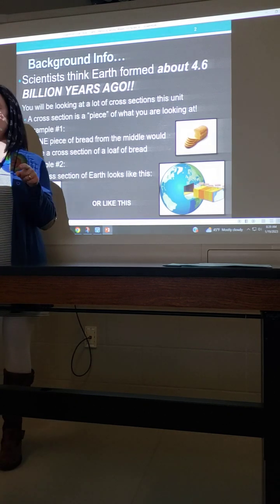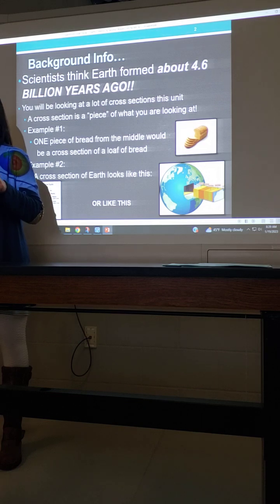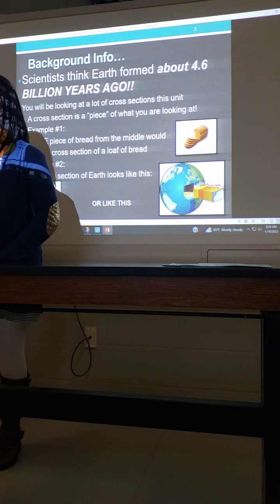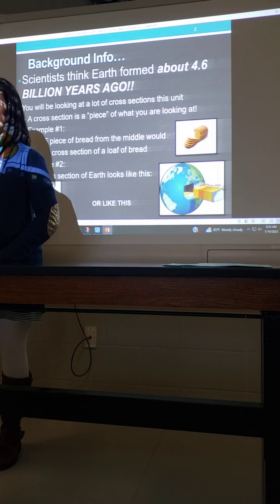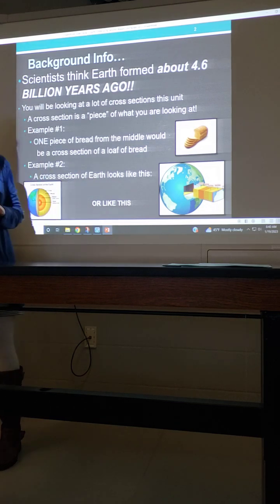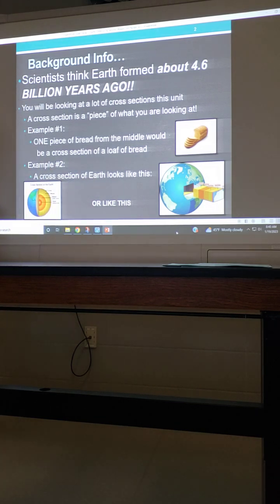Before I forget, in Google Classroom, you may have noticed that there are a ton of new links. A bunch of diagrams where you can practice the layers. And then there's some seismic waves, there's some Earth's interior, and then obviously there's the vocab. So that's all there for you in Google Classroom.